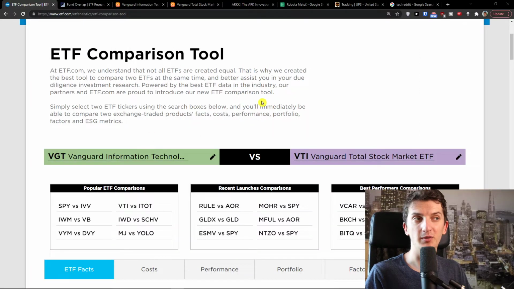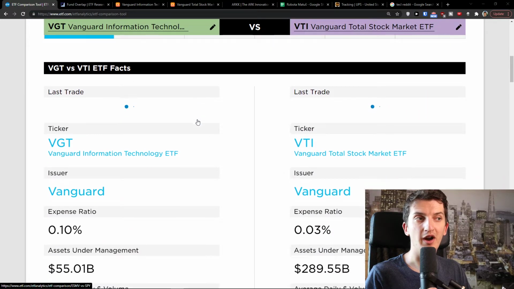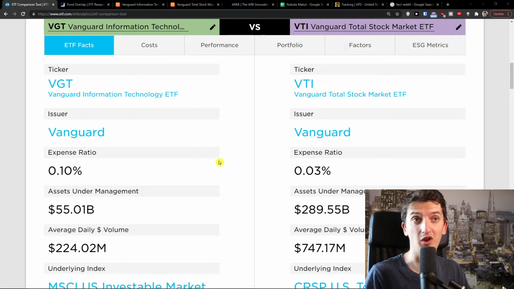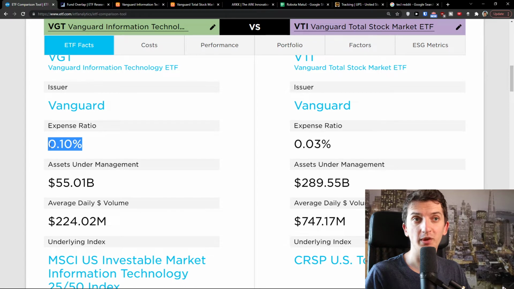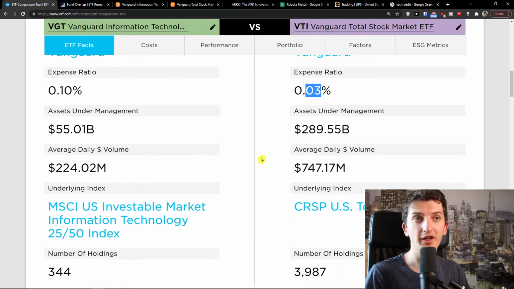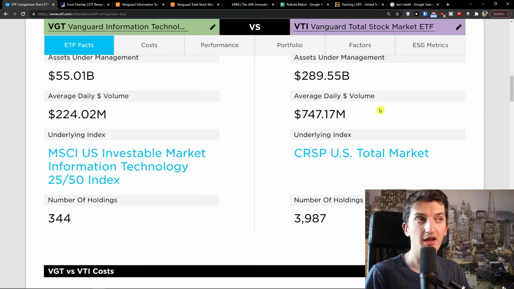Here we are in VGT and VTI. Both are issued by Vanguard, and the expense ratio on both is pretty low. As you can see, the expense ratio for VGT is 0.10%. On the other hand, VTI is only 0.03. So you can say that the expense ratio on VTI is cheaper. That means that let's say you have $10,000, you would pay a fee of $10 here and here only $3.